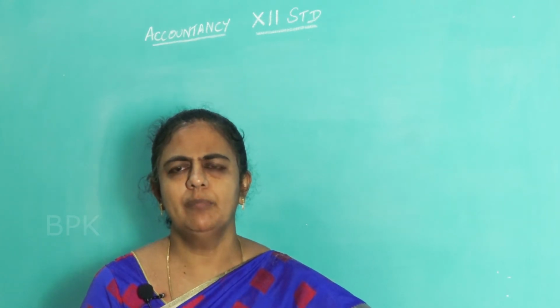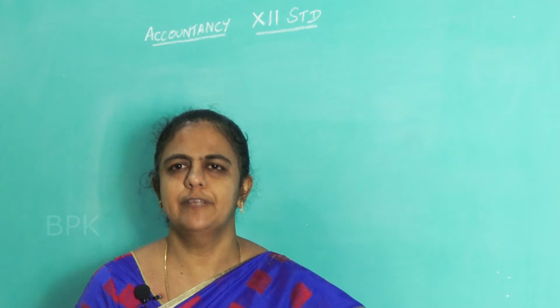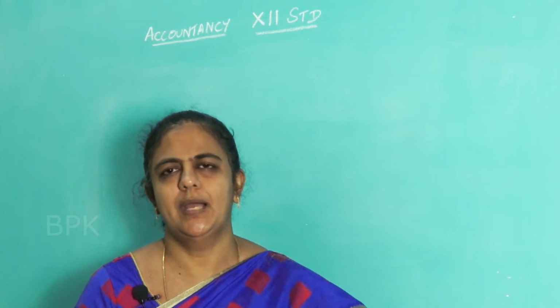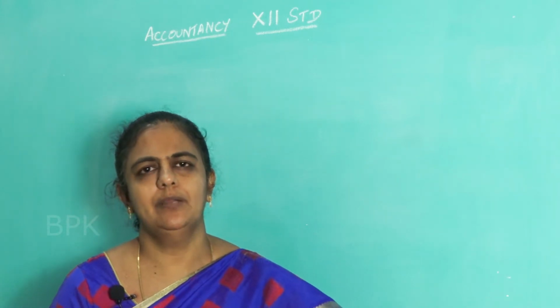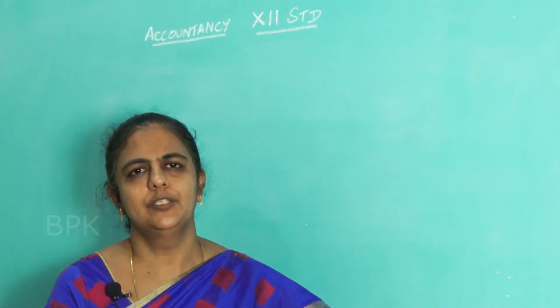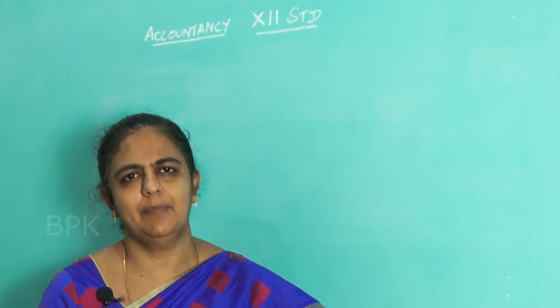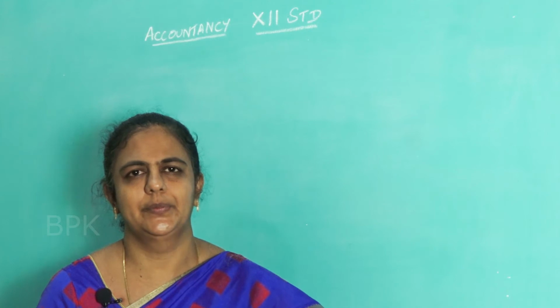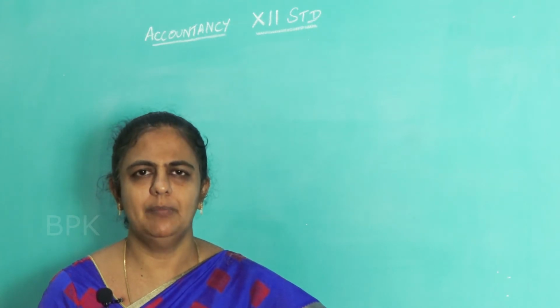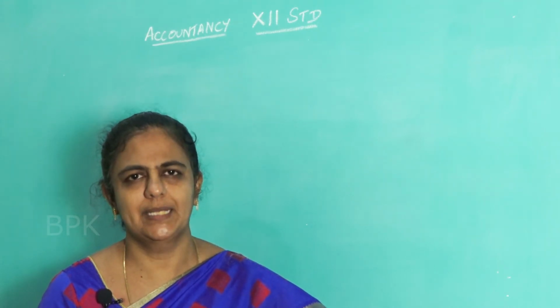So what method is given there? It is given fixed capital method. So under fixed capital method, how many accounts you are going to prepare? You are going to prepare 2 accounts. What are the 2 accounts? Capital account and current account. Okay. So we will see how to prepare capital account and then we will move on to current account.